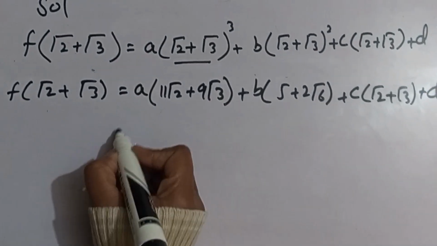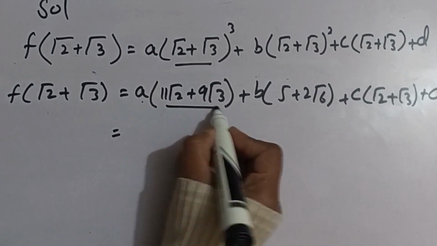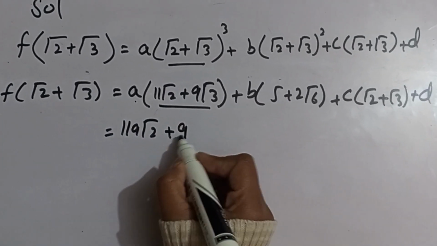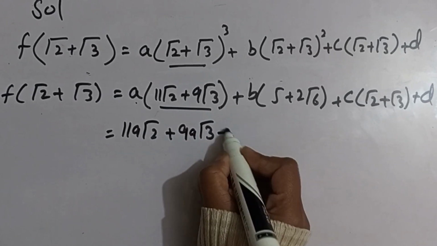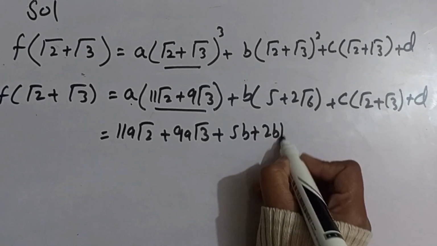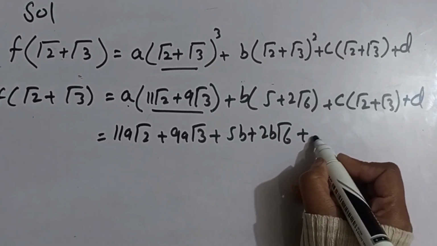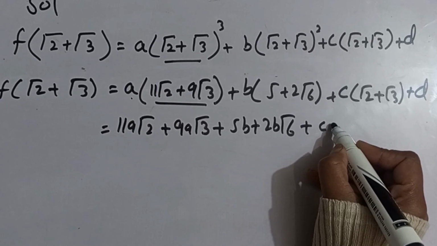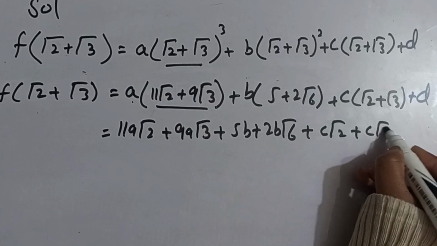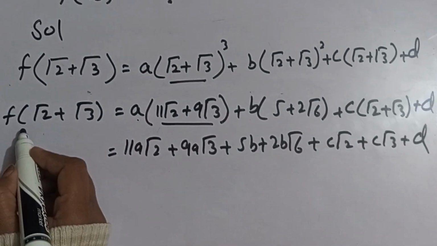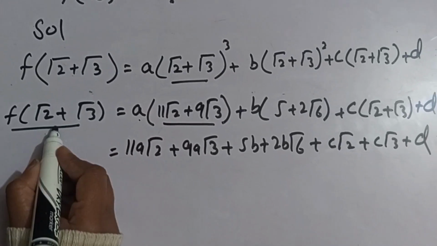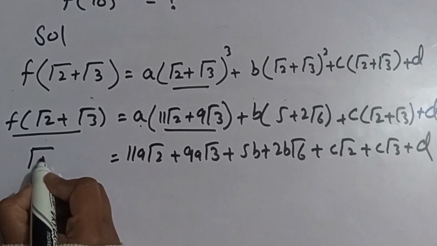Now we simplify this. We multiply this a by this 2 value, then we have 11a times square root 2 plus 9a multiply 3, and this is 5 times b plus this is 2b square root 6, this is c times square root 2 plus this is c times square root 3 plus d. And in our question, f of square root 2 plus square root 3 is equal to square root 2. So here we write square root 2.